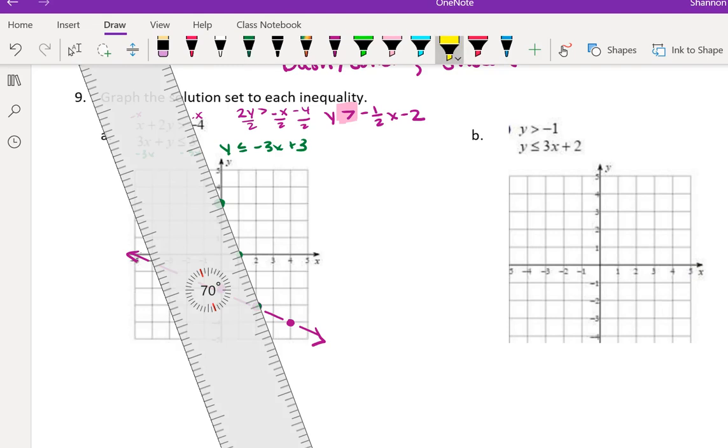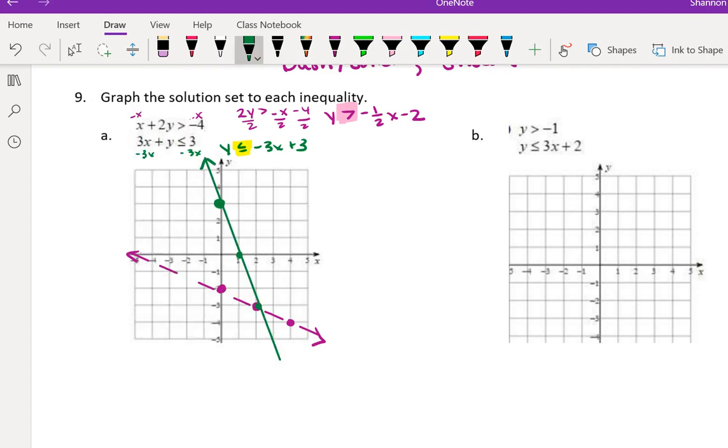Here, if I look at my inequality symbol, it has an equal to symbol underneath, so it's going to be a solid line. And so now I'm looking for shading. In this case, I have 1, 2, 3, 4 different regions that I could shade. I am only going to shade one of those regions.